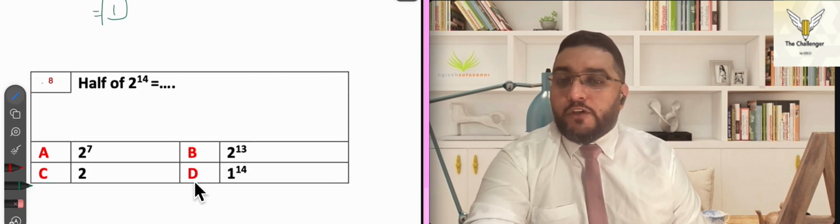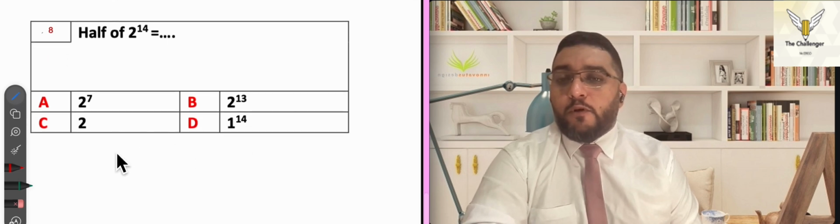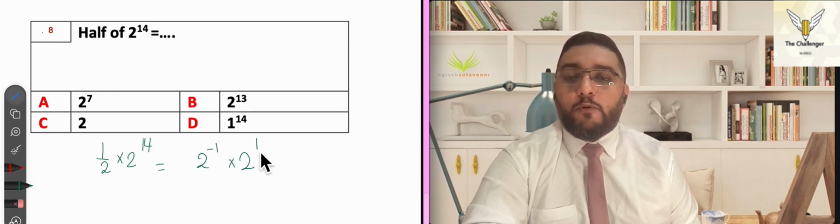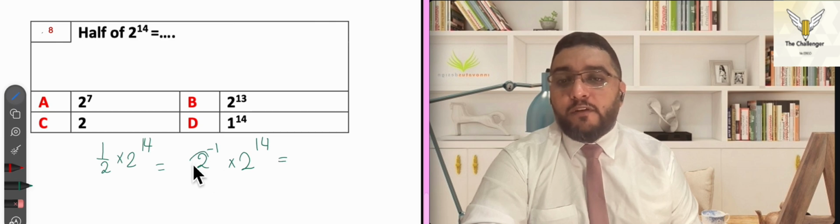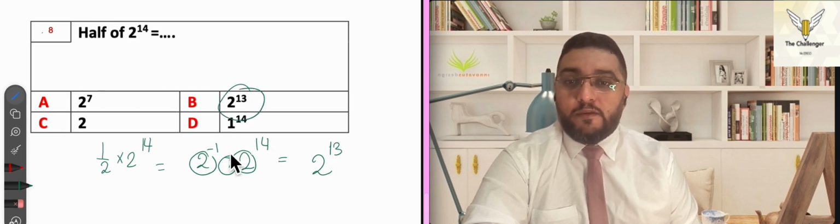Next question, question 8. Half of 2 raised to the power of 14. Half means we can write it mathematically as 1/2 times 2 raised to the power of 14. We can write half as 2 raised to the power of -1, times 2 raised to the power of 14. Now we have the same base and a multiplication sign, so we just add the exponents. Negative 1 plus 14 equals 13, so the answer is B.